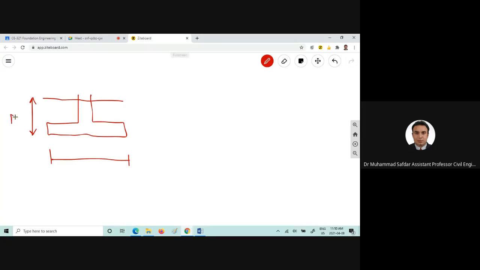For example, this is Df, and this is the B here. So for example, if Df by B is less than or equal to 1, or 1 to 3 in some cases, these are known as shallow foundations. Okay, so this one is the shallow foundation.